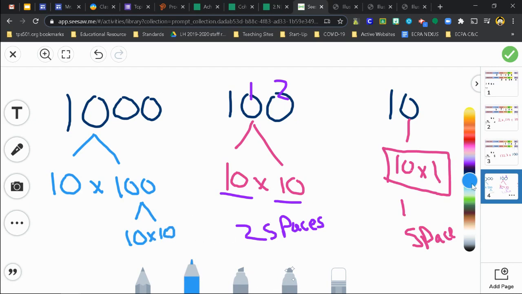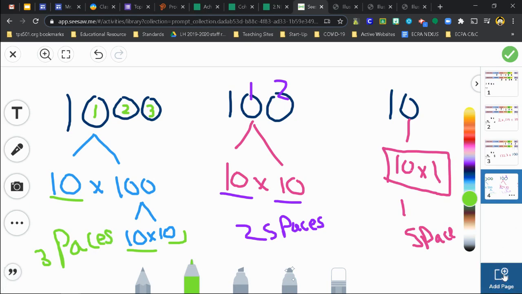And now we can take a different color here. And we're like, wait a second. Here's a 10, here's a 10, here's a 10, so there are three 10s. And there are 3 zeros. And we move three spaces.